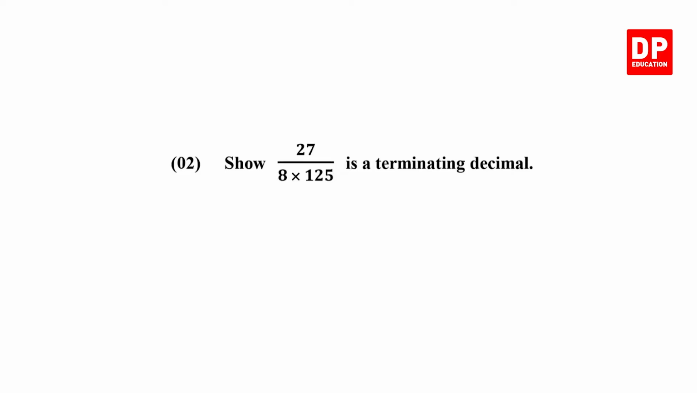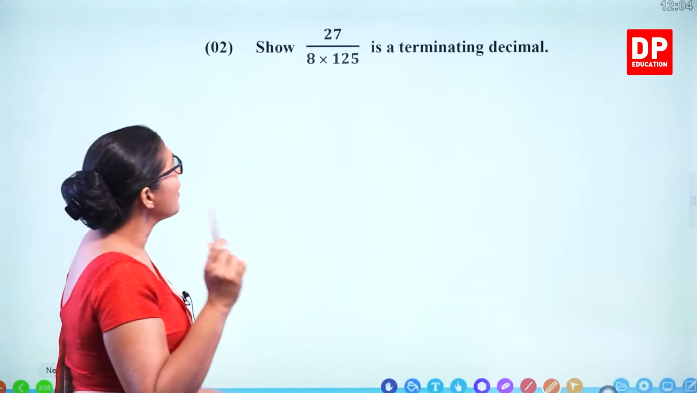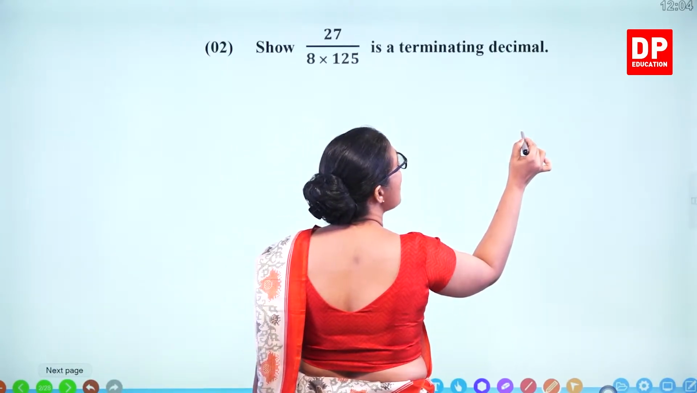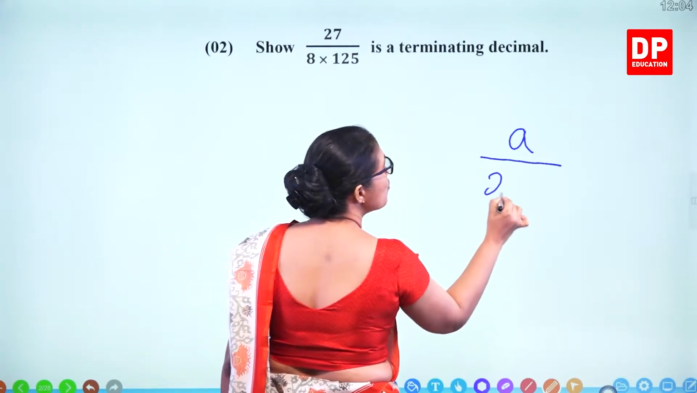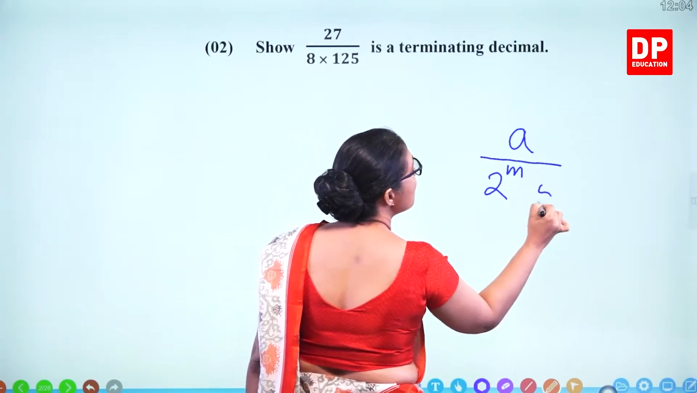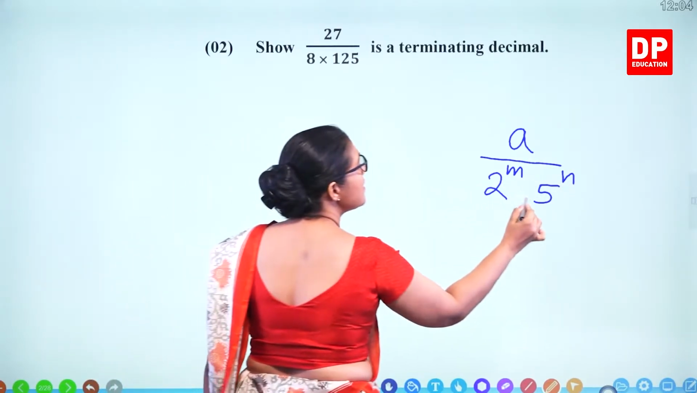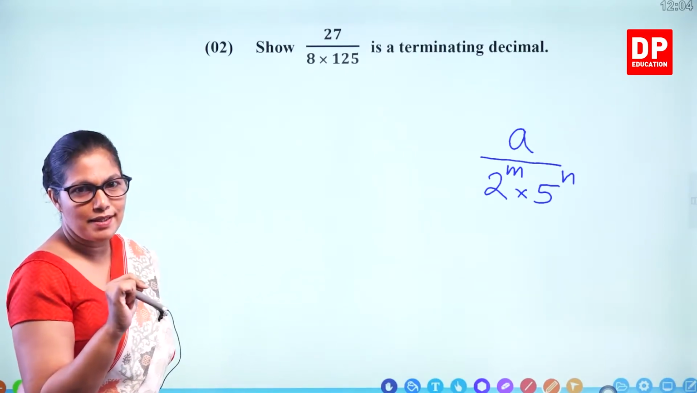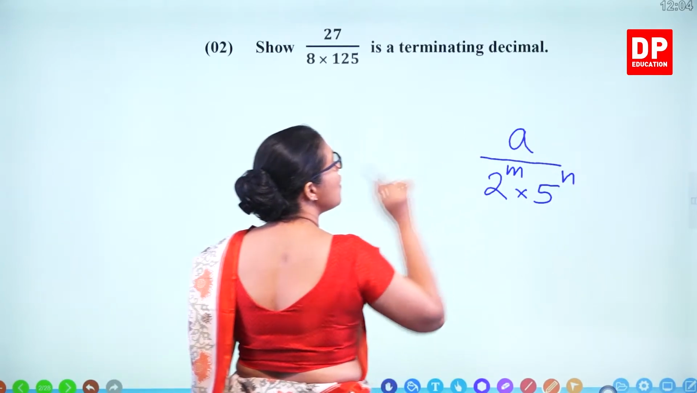Question number 2. Show this fraction is a terminating decimal. Can you remember? I discussed this before. If you can write down the denominator in the form 2 to the power m and 5 to the power n, then that is a terminating decimal. So we have to check whether you get this type of fraction.